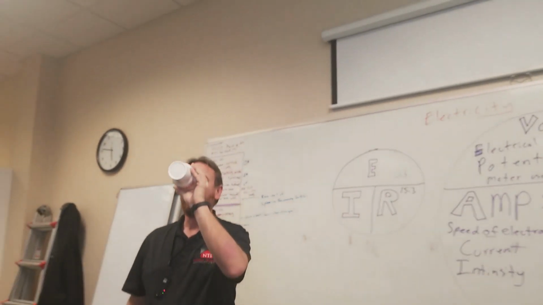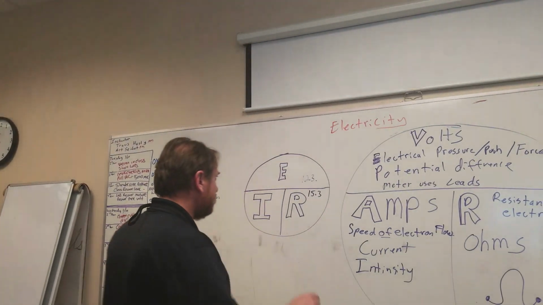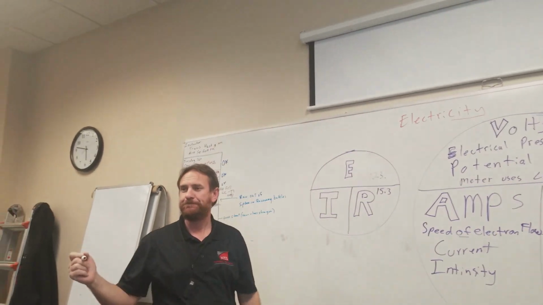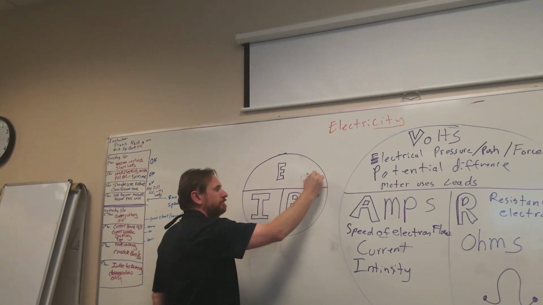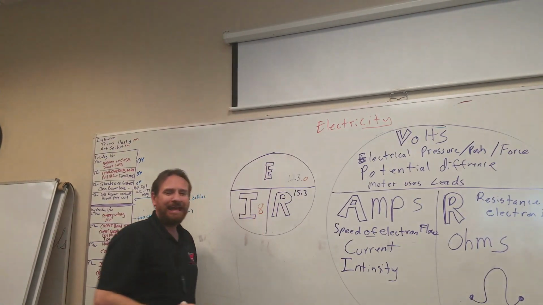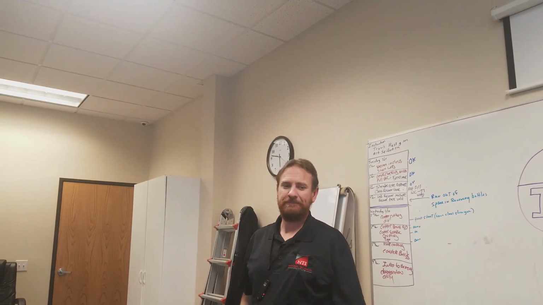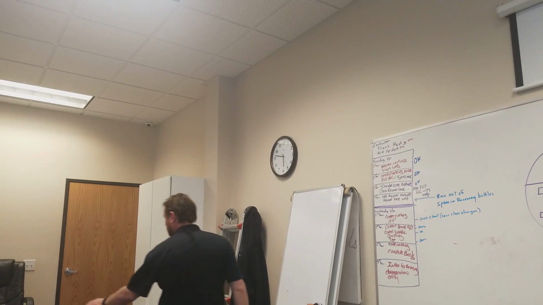8.0392156683. So 123 divided by 15.3 is what? Oh wait, I think I got it. 8.0. 8 amps. So let's take my little toaster over here.